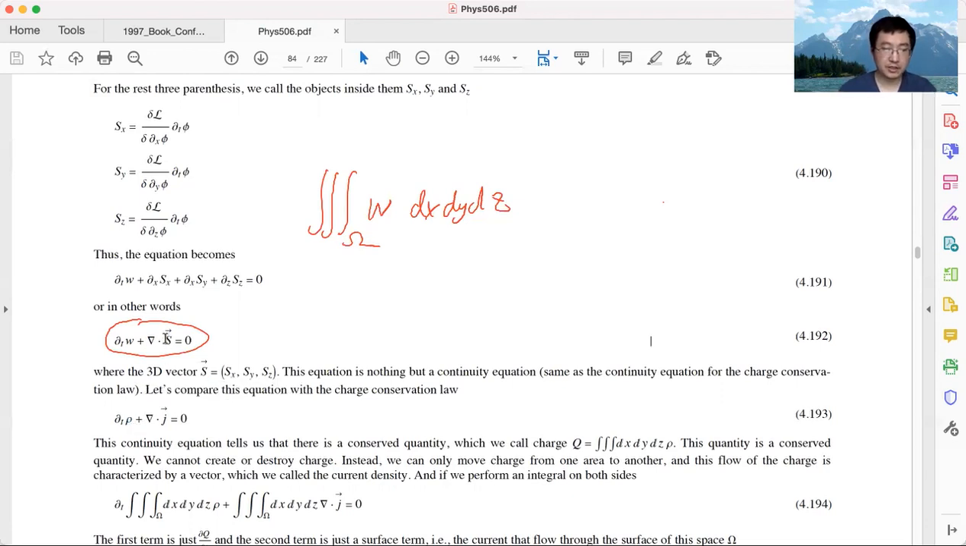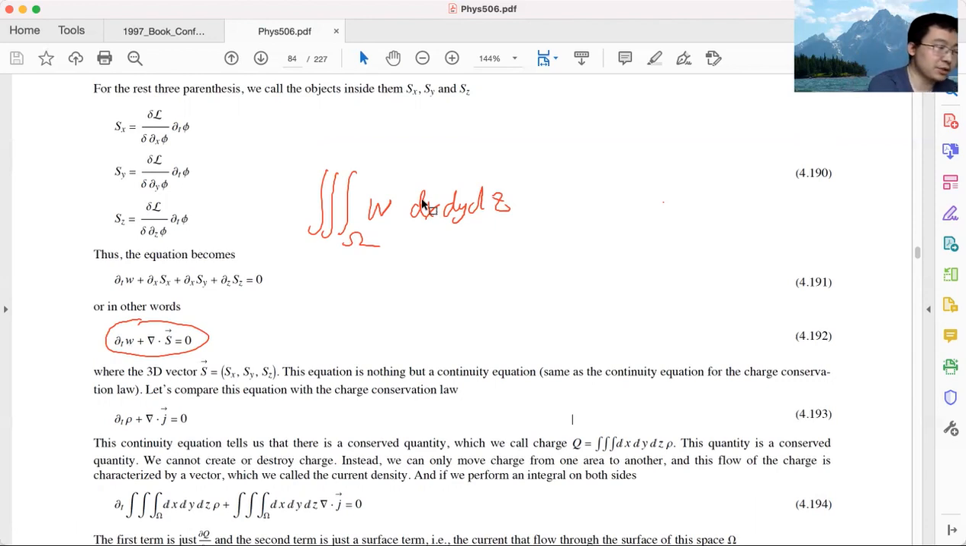And this vector S is the current density for this conserved quantity. It measures how fast this quantity flows in real space, just like charge current. For charge, the charge current J measures how fast the charge flows in our system. Here S measures how fast this conserved quantity flows in our system. The integral of rho in real space gives me the conserved quantity charge, and here the integral of W in real space also gives me a conserved quantity.